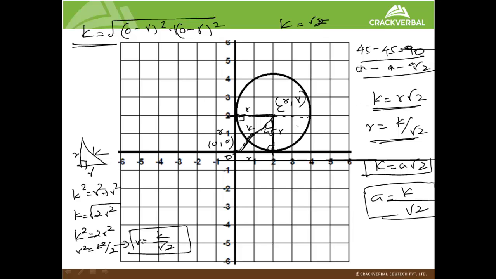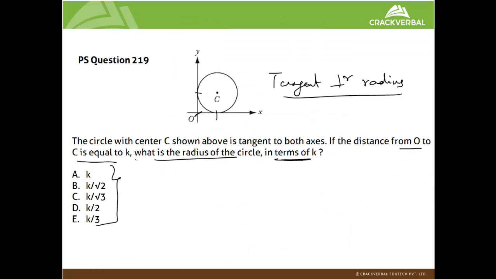Okay, so here the idea is to know the concept that the tangent and the circle meet each other at, right, radius of the circle and the tangent meet each other at 90 degree, and you know, draw it out, picture it out. This question becomes much simpler. Okay, hope this is clear. Answer has to be here k by root 2, which is answer choice B.